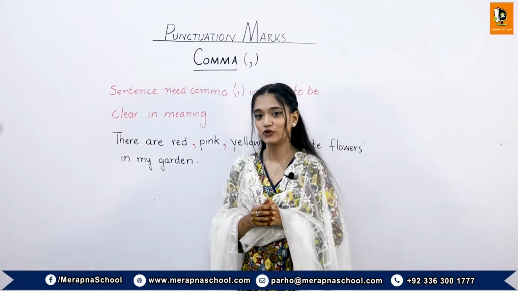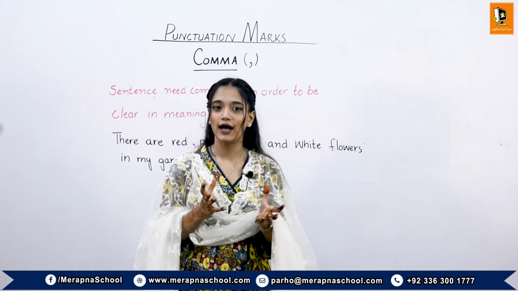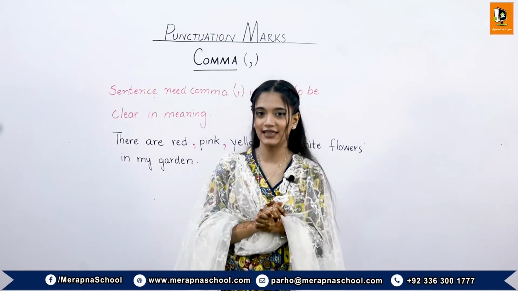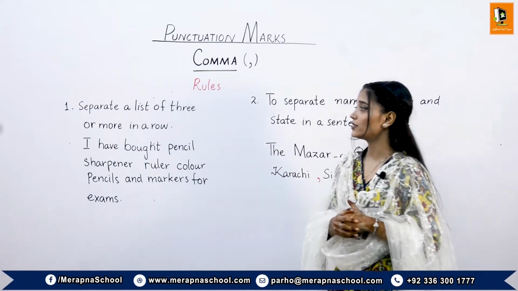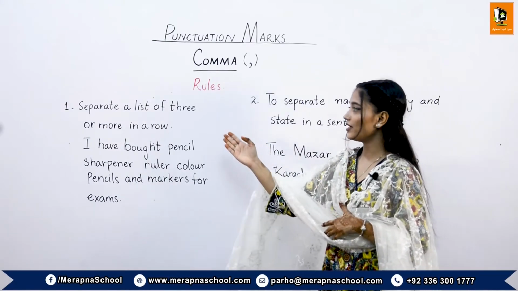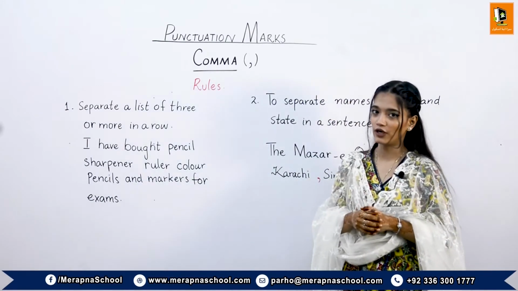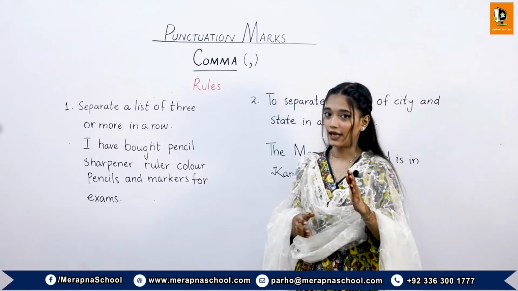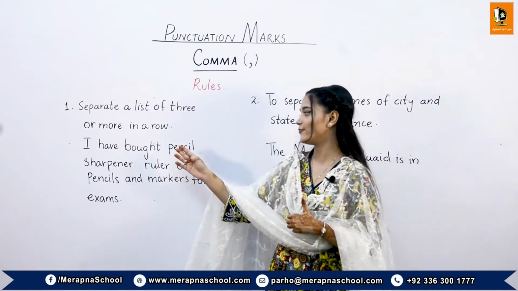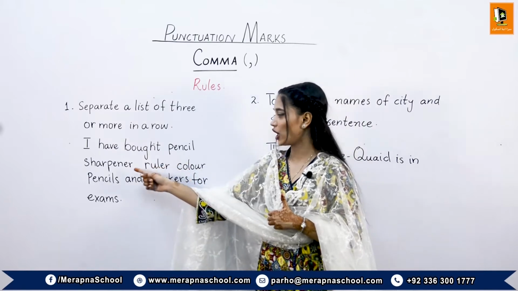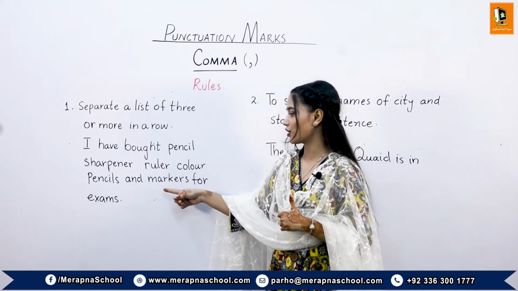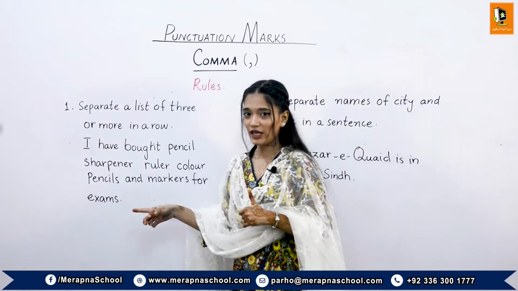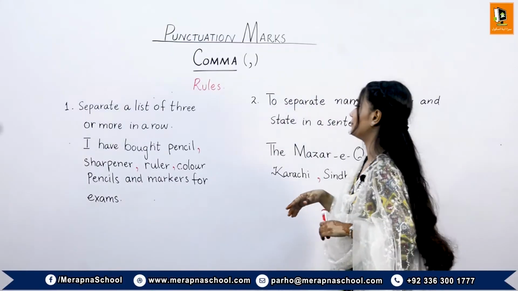There are also some rules on how, why and where we use commas in the sentence. Now, the first rule to use a comma is to separate a list of three or more words in a row. Like in this sentence, I have bought pencil, sharpener, ruler, color pencils and marker for exams. We will put commas to separate them.